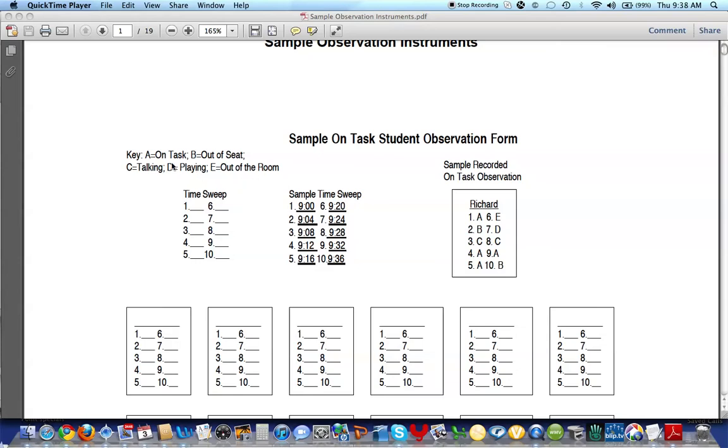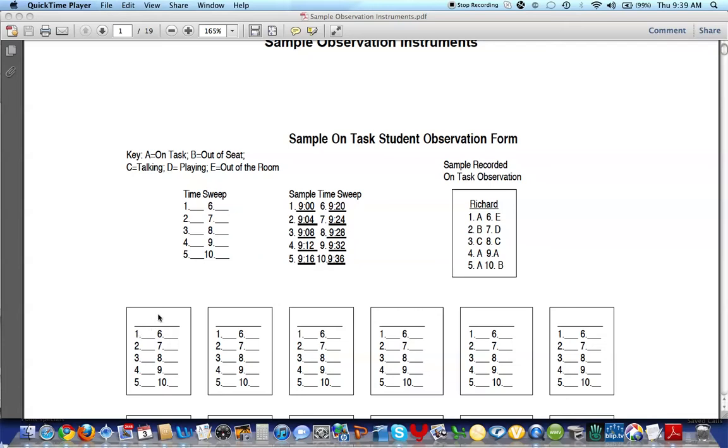Now you can set up your own key, if you like, for other kinds of student behaviors. And what occurs is you write the student's name on the top of each line, and at each particular time, let's say you do a time sweep at 9 o'clock in the morning, and at 9:04, 9:08, etc. These represent the different times that you observe the student, and you simply record his or her name here and the code next to the number.